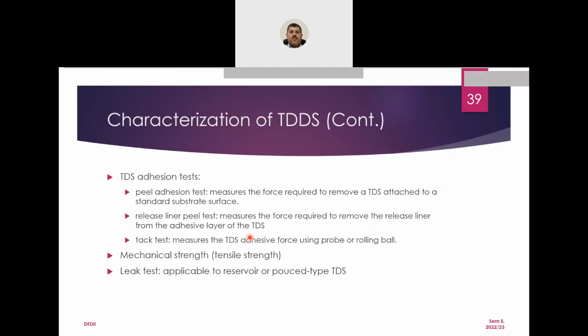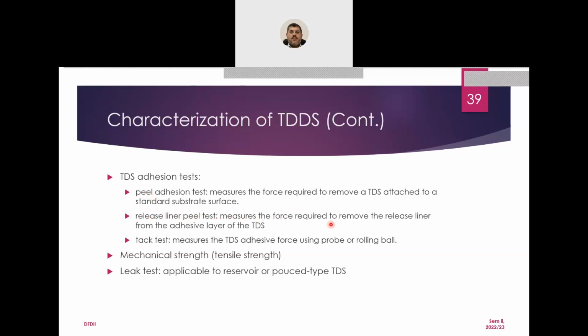When it comes to the quality control tests, usually several tests are applied. One of them is the adhesion test. There is the peel adhesion test, the release liner peel test, and the tack test, three types of test. The peel adhesion test measures the force required to remove a TDS attached to a standard substrate surface. You can refer to the pharmacopoeia, you can find all the details. For example, there is a stainless steel surface you attach to, and then you measure the force required to remove it after attachment. It should not, of course, be a very strong force, otherwise, if it attaches very firmly to the skin, you will damage your skin to remove it.